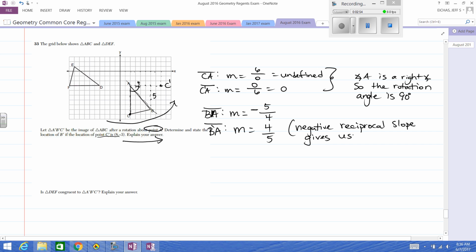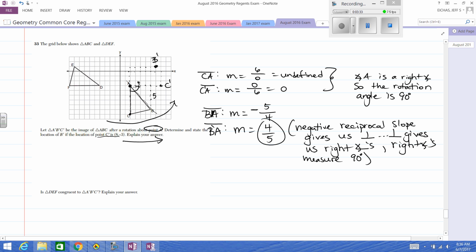Gives us perpendicular, and perpendicular gives us right angles. And we know, of course, right angles are 90 degrees. So there's a lot going on here. Okay, so right angle, we want to do that. Now, what we're going to do is start at A, and we're going to apply a slope of 4/5. So you can go up 4, right 5. That could be one location for B prime.